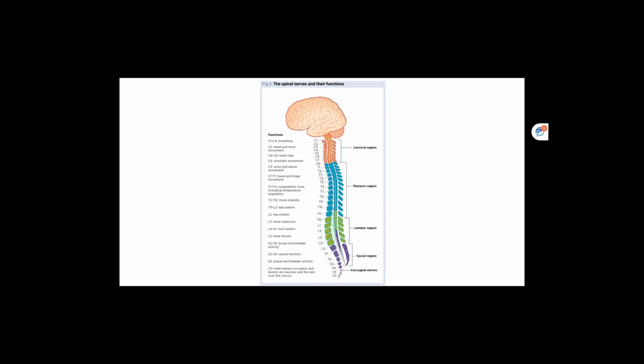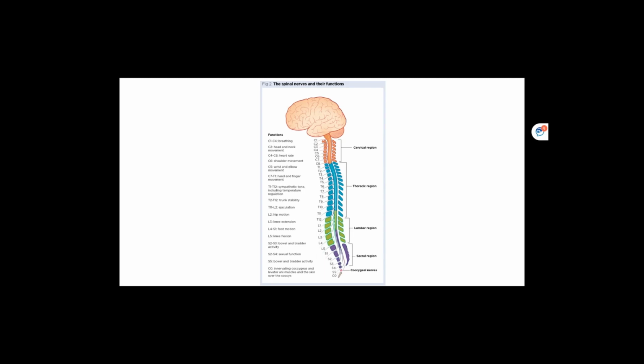But there are 31 total. You just don't hear a lot about the coccygeal nerve. There are 31 total, which does include the coccygeal nerve. Sorry, I didn't mean it wasn't counted in the 31. So there's 8, 12, 5, 5, and then the one coccygeal, but you just don't hear as much about that one.